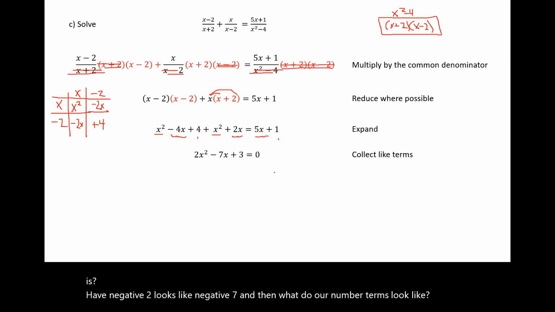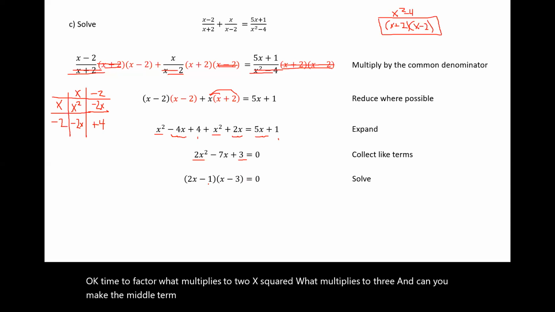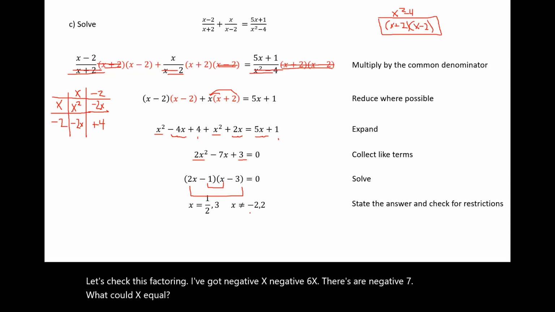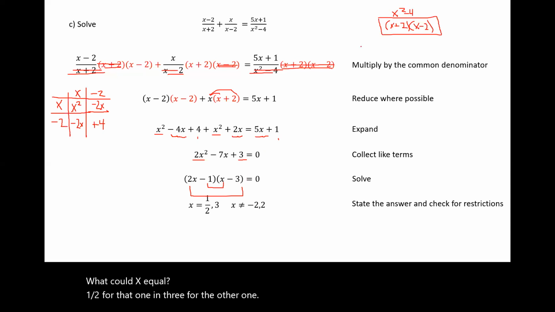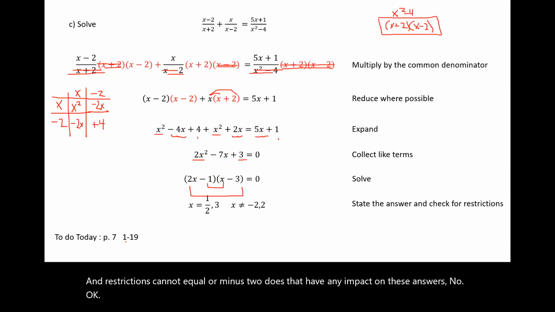Perfect. Okay, time to factor. What multiplies to 2x squared? What multiplies to 3? And can you make the middle term appear? Let's check this factoring. I've got -x, -6x. There's our -7. What could x equal? A half for that one and 3 for the other one. And restrictions. Can it equal plus or minus 2? Does that have any impact on these answers? No.